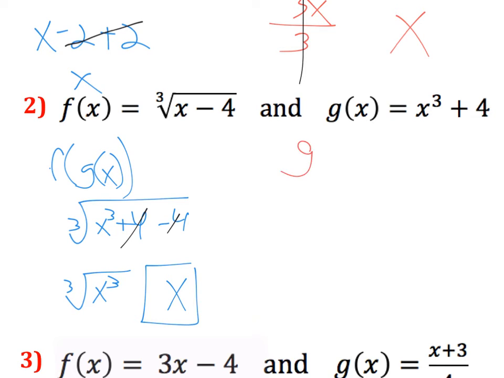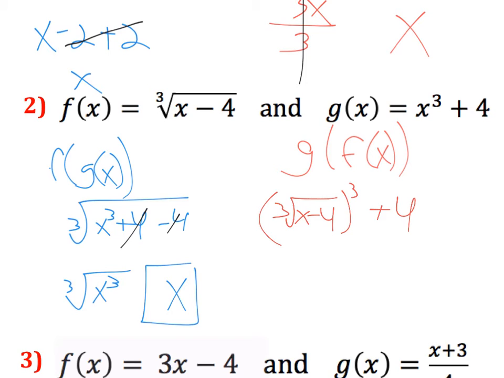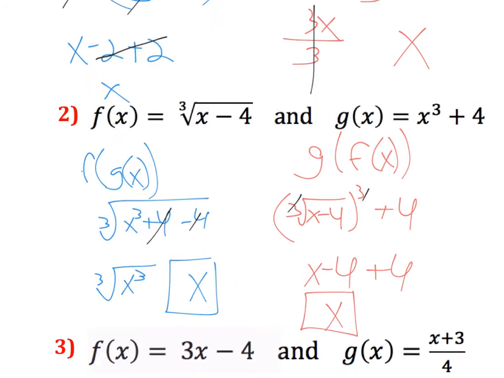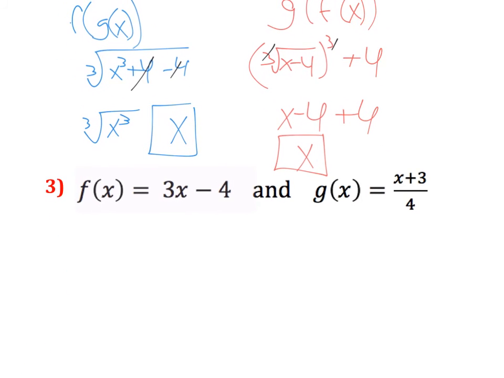Let's try g of f of x. I'm going to plug the f function in for x over here. I'd have the third root of x minus 4, to the third power, plus 4. A cube root and a cube will knock each other out, so I have x minus 4, and then I'm adding 4. Hey, that works. So those are, in fact, inverses of one another. One more and then we'll call it a day.